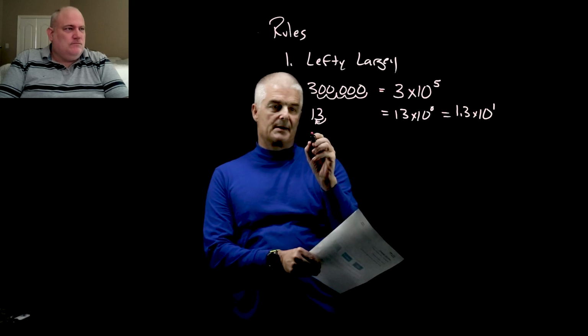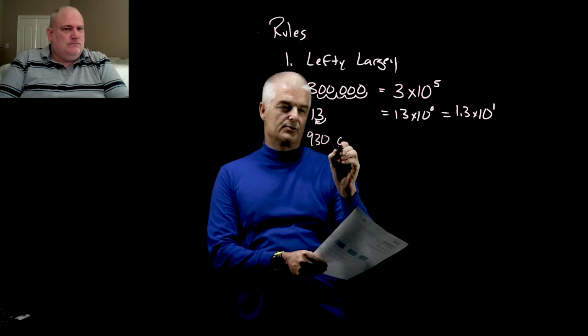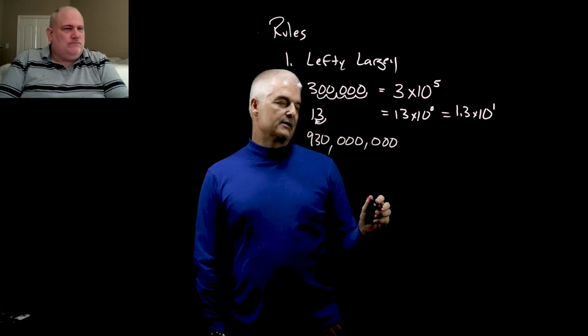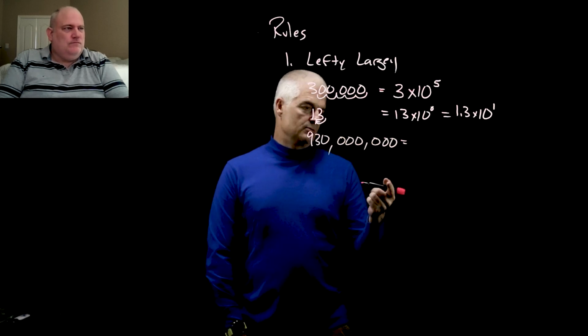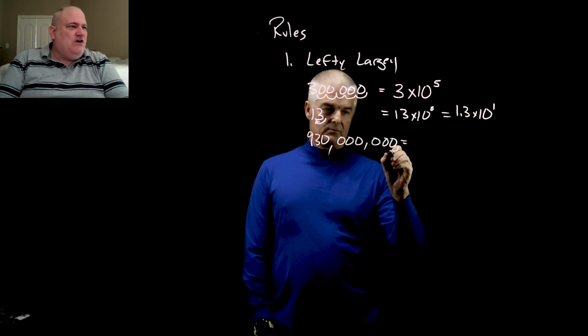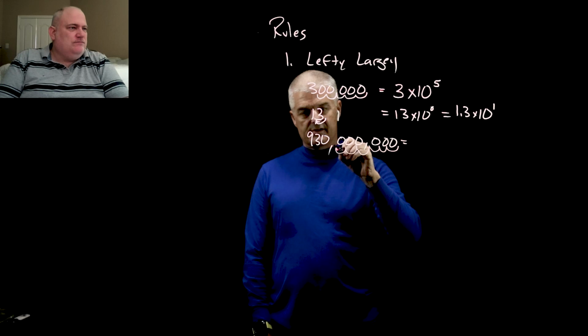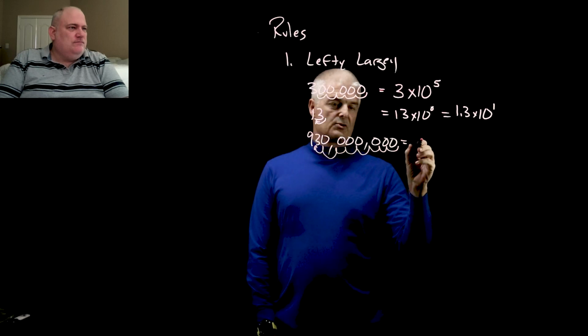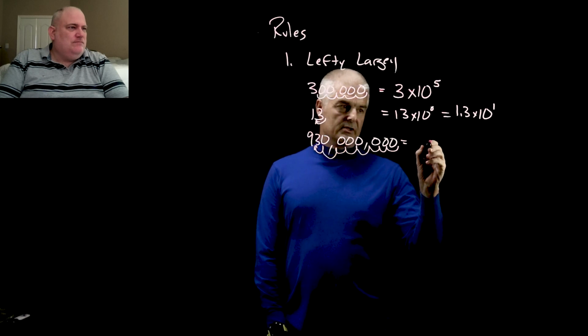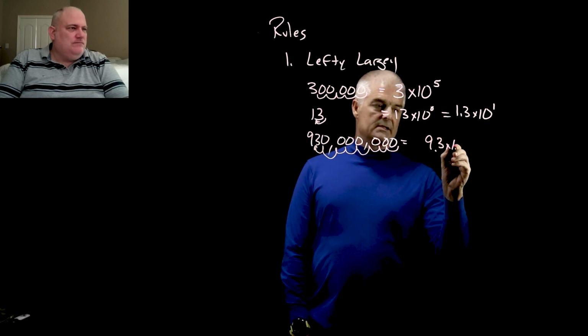Let's do another example. Let's say we have 930,000,000. So really big number, right? 930 million. So what would I do? Same thing. Start where we think our decimal place is. Here, 1, 2, 3, 4, 5, 6, 7, 8. So between the 9 and the 3, you always go to the first non-zero digit. So it would be 9.3 times 10 to the 8th.